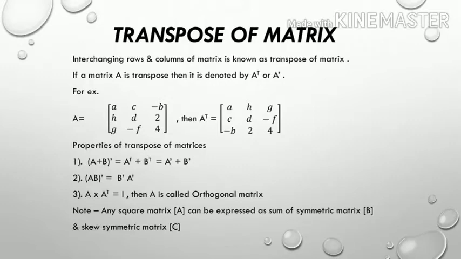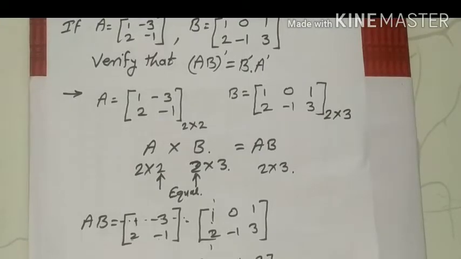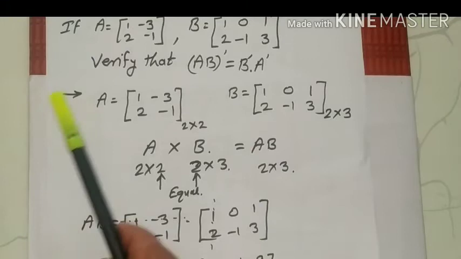Properties of transpose of matrix. (A plus B) transpose equals A transpose plus B transpose. (A into B) transpose equals B transpose into A transpose. If A into A transpose equals I, then matrix A is called orthogonal matrix. Now we will learn in detail one of the properties of transpose of matrix.